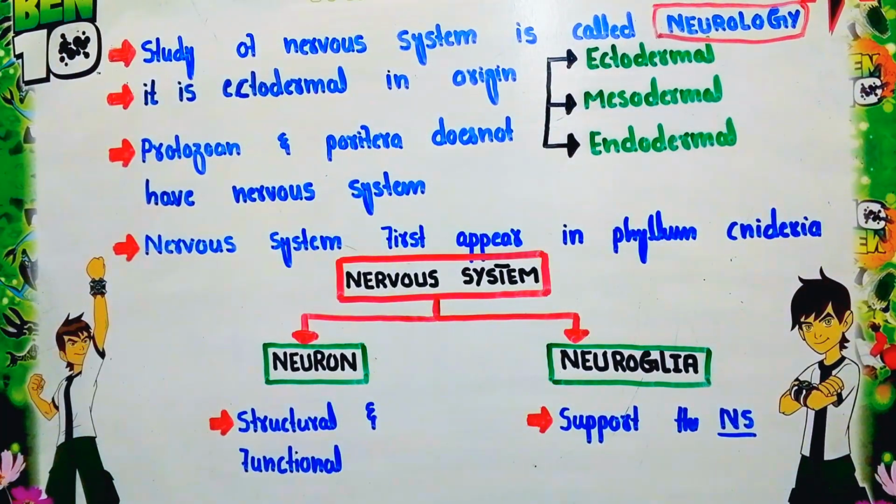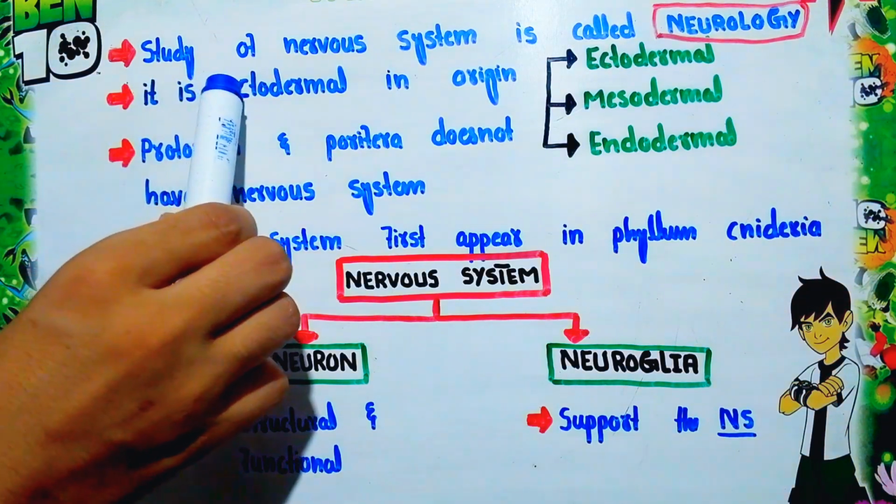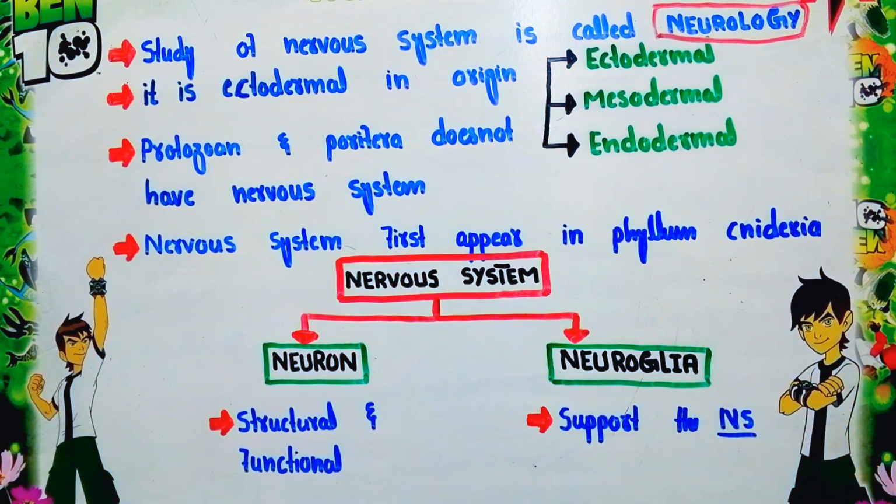Now the second point is mainly related to the origin of the nervous system. It originates from the ectoderm. So what is the ectoderm? If we look at the embryonic stages, the embryo possesses three layers, and all the systems of our body develop from these three layers of the embryo. Now what are these three layers?